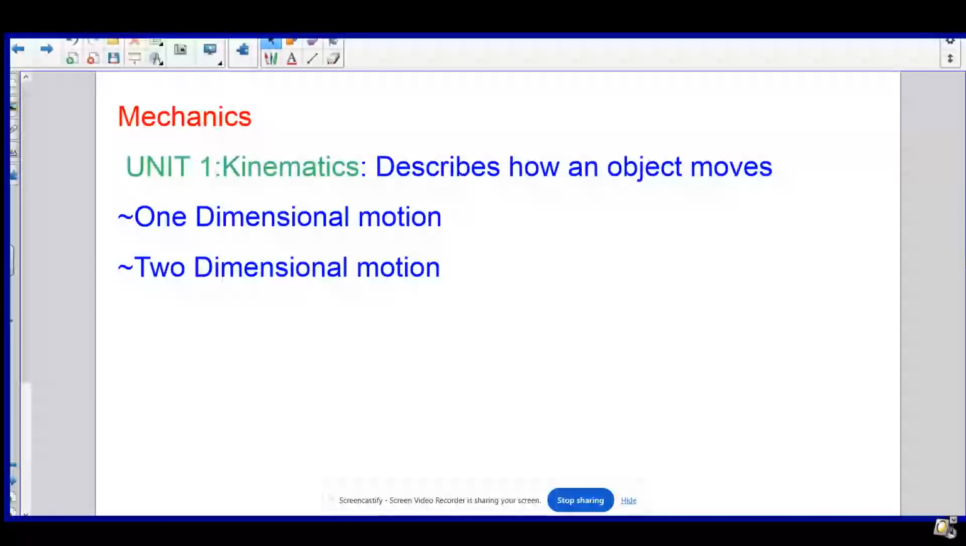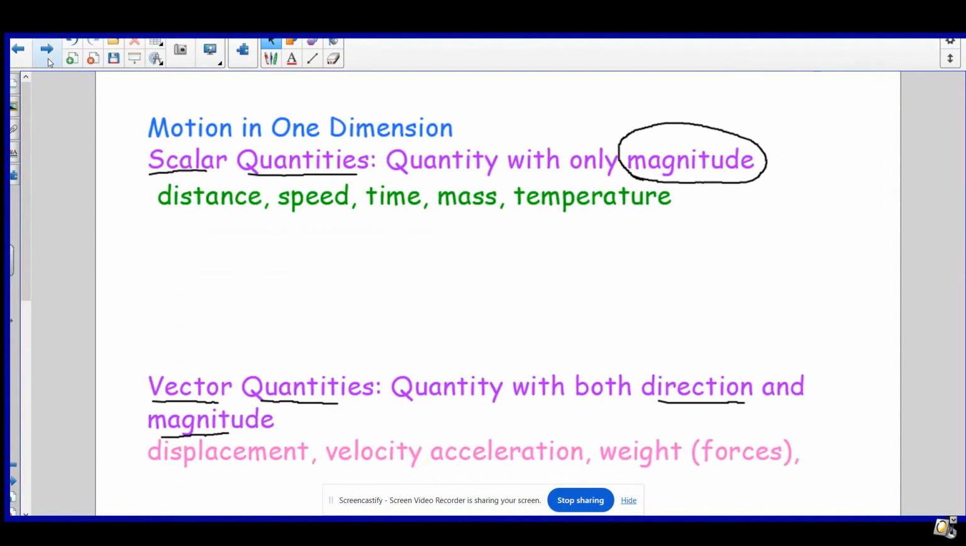Hello everyone, we're starting Unit 1, which is Kinematics. It describes how an object moves. We're able to predict and track the motion of an object with just a few characteristics. We'll cover both one-dimensional and two-dimensional motion in Unit 1. One-dimensional motion would just be moving in a straight line, and two-dimensional motion might be something like a thrown ball or a projectile. Okay?